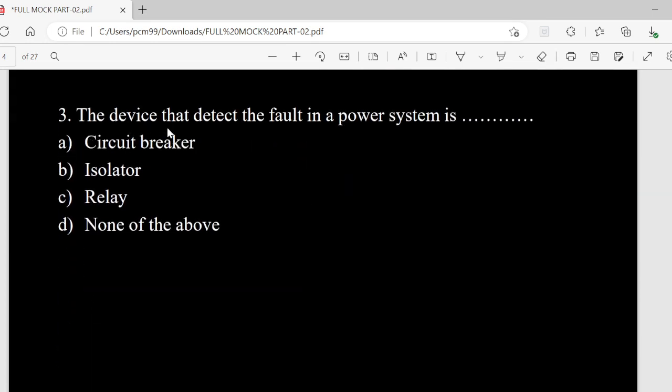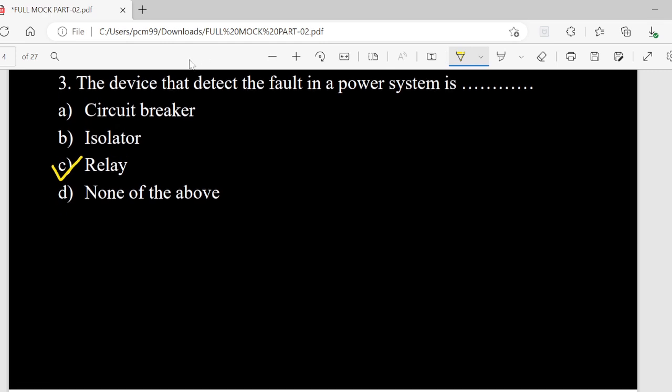Question number 3. The device that detects the fault in a power system is option A, circuit breaker; option B, isolator; option C, relay; and option D, none of the above. The correct answer is option C, relay. A relay is used to detect the fault and give a command to the circuit breaker to operate. Next.